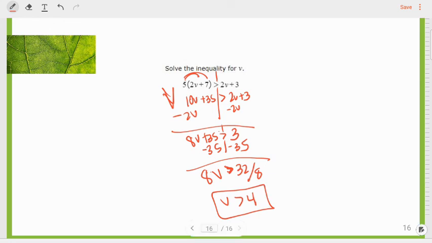And that's it. Okay, so just to make sure that you don't get a problem wrong, when you divide by a negative, you must flip the sign. If you multiply by a negative, the same rule applies. You flip that inequality.